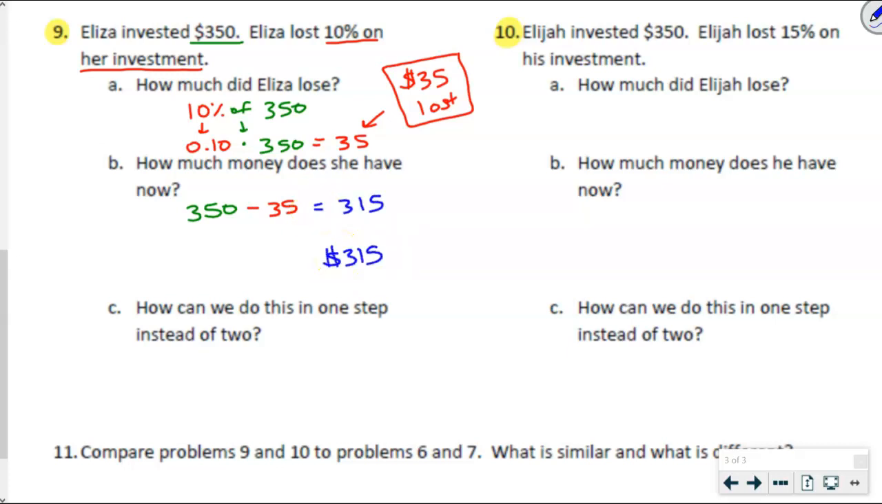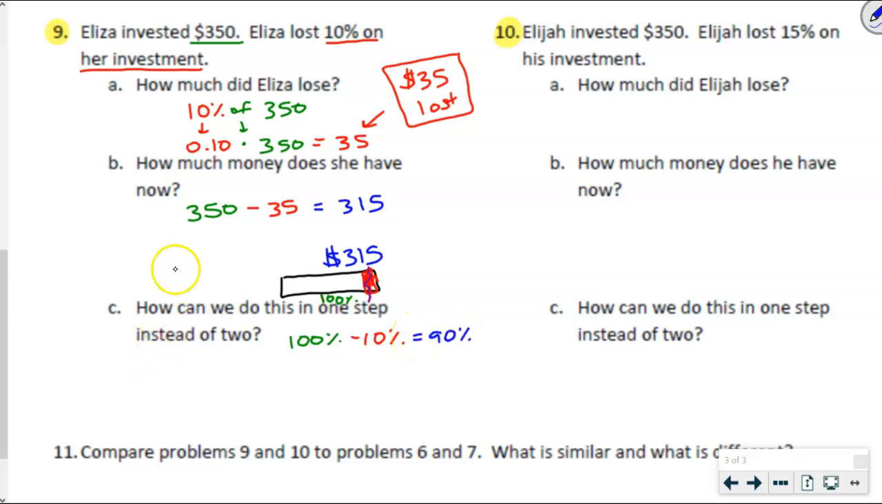How do we do this in 1 step? Envision that model. Here's 100%. We first find that 10%, and when I find that 10%, this time it's taken out of that model. That is no longer there. So it was a bar that represented 100%, but that 100% was reduced by 10%. So 100% take away that 10% is equal to 90%.